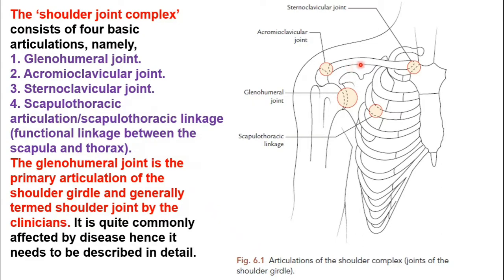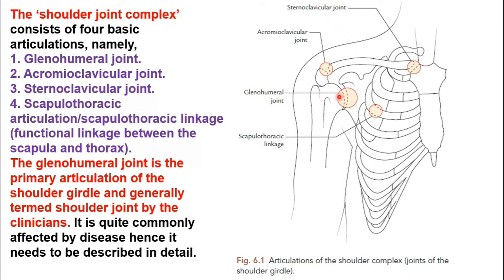Now you can see this is the shoulder joint, and how many bones take part in the formation of the shoulder joint? First, the head of the humerus, and this is the scapula, and here is the glenoid cavity of the scapula. So this joint consists of 4 articulations. Number 1, glenohumeral: gleno for the glenoid cavity of the scapula, and humeral for the head of the humerus.